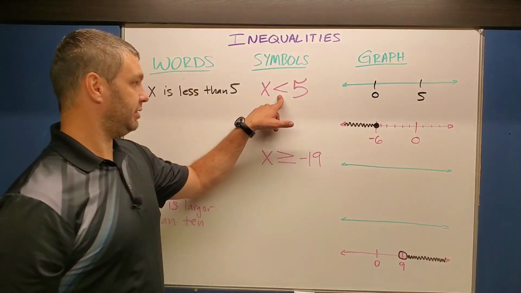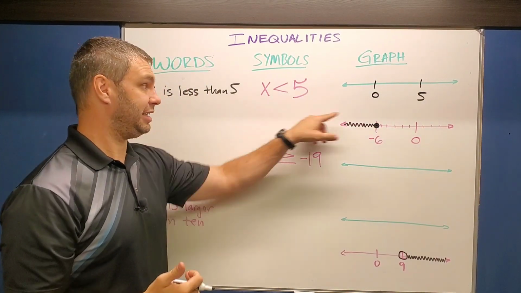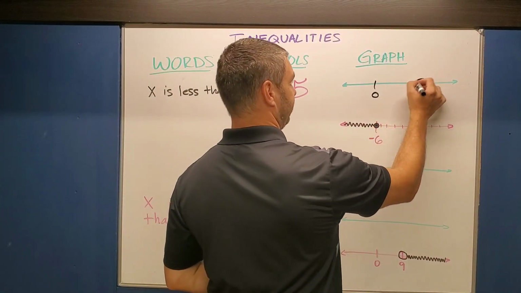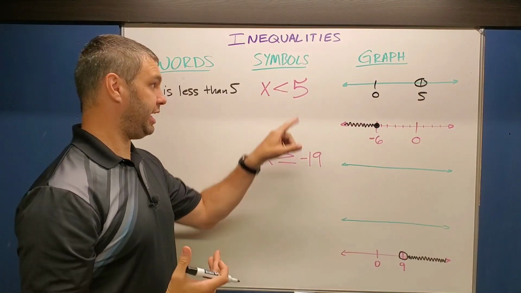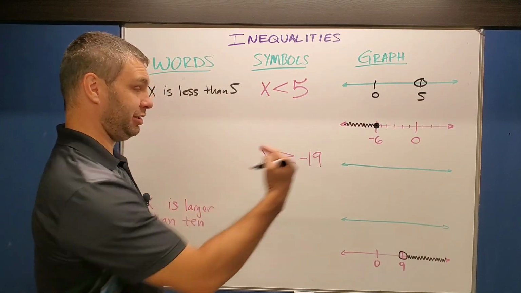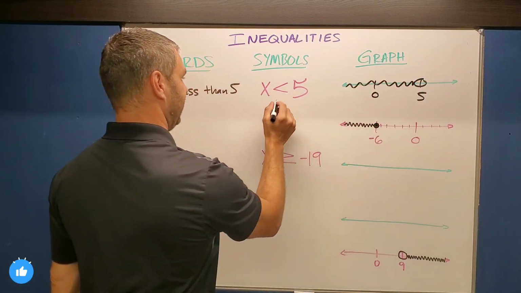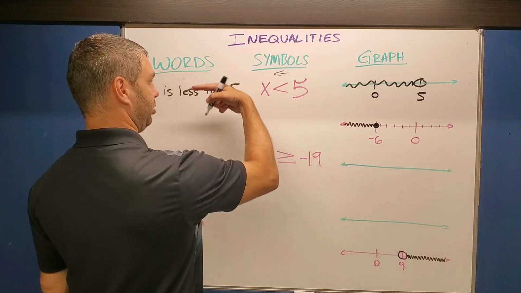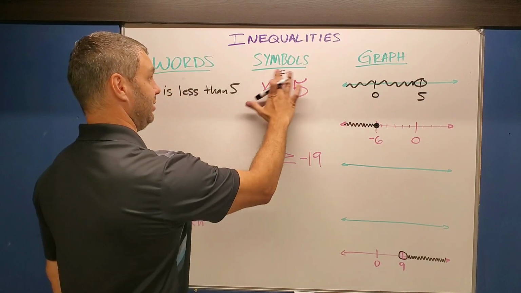Now, if it is just a less than or a greater than without the equal to sign, it's not going to be a closed dot. So this is going to be an open dot at 5. And then as long as the variable comes first, you can literally shade the way that the symbol is pointing. Here it's pointing to the left, so I'm going to shade to the left. If I were to recopy that symbol and make it into an arrow, it's pointing that way. That's how you can think of it.